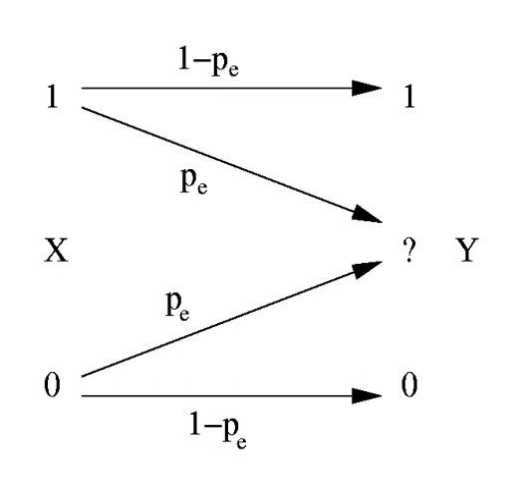Mutual information is symmetric: I(X;Y) = I(Y;X) = H(X) + H(Y) − H(X,Y).